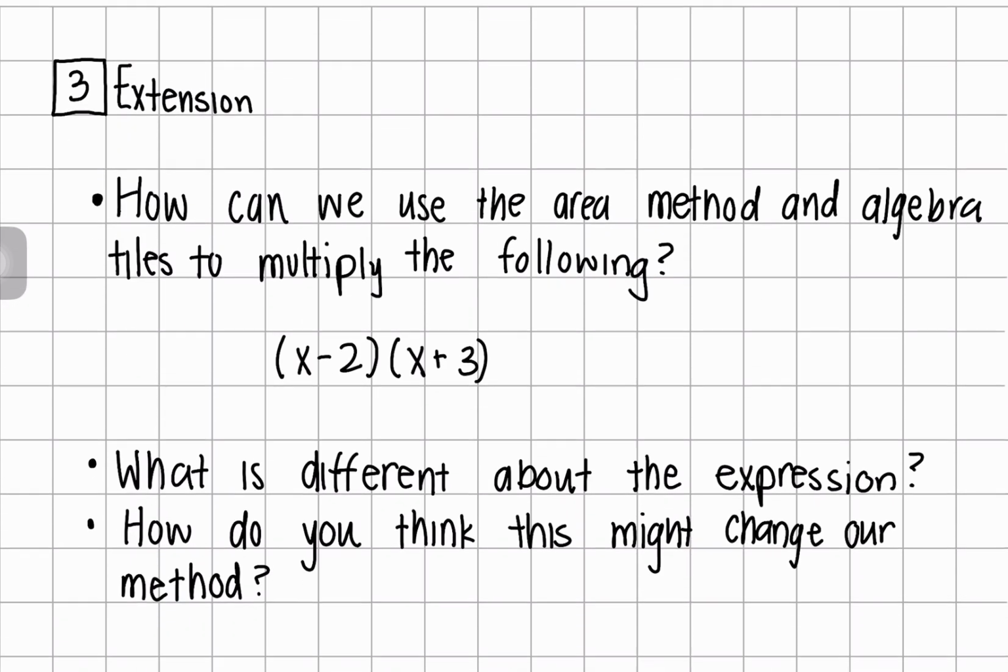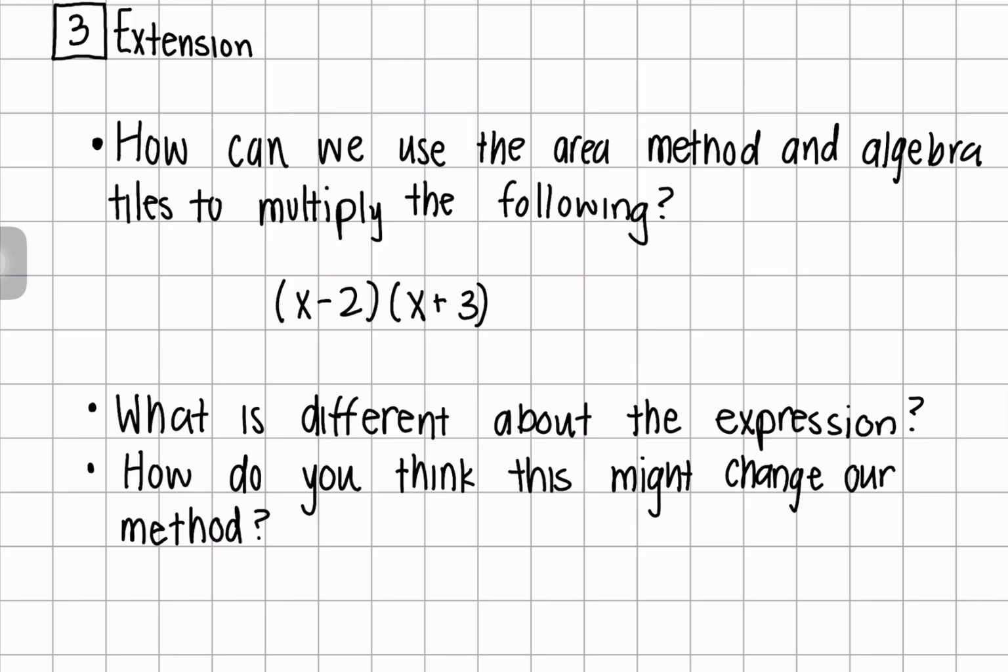Now, there's one last thing we want to do, and we just want to think about this and then we'll go over it next time. So I want to ask you a question, and that is, how can we use the area method and algebra tiles to multiply the following? The expression that we're given is x minus 2 times x plus 3. So what I want you to think about is what is different about the expression, and how do you think this might change our method of solving and simplifying these algebraic expressions?